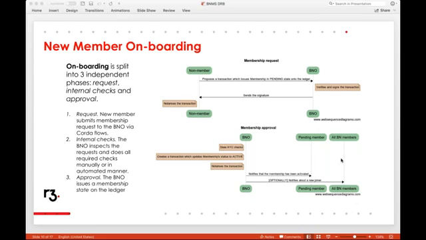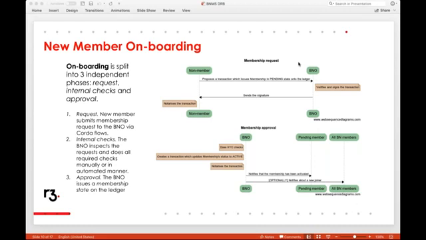The second phase is the internal checks. That's another API extension point which can be used by the BNO. The BNO can integrate the application with their internal systems, for example, to integrate with some KYC system, or to do the checks they require to monitor the potential member.